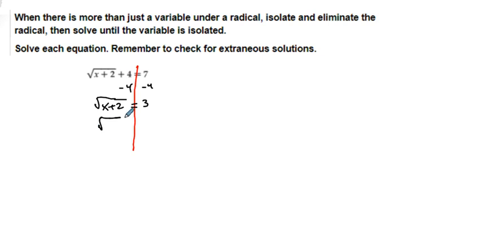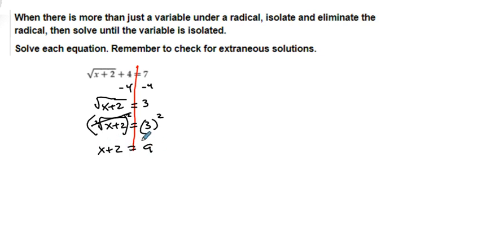Now the next step is just like the previous lesson. If I'm going to get rid of this, my index on this is 2, it's a square root. So I'm going to raise it to the second power, and then I'm going to do the same thing to the other side because this is a balanced equation. This is the math teeter-totter, seesaw, whatever you want to call it, and we need to keep this balance. So when we square this, it wipes out the radical, and it gives us x plus 2 equals 9.